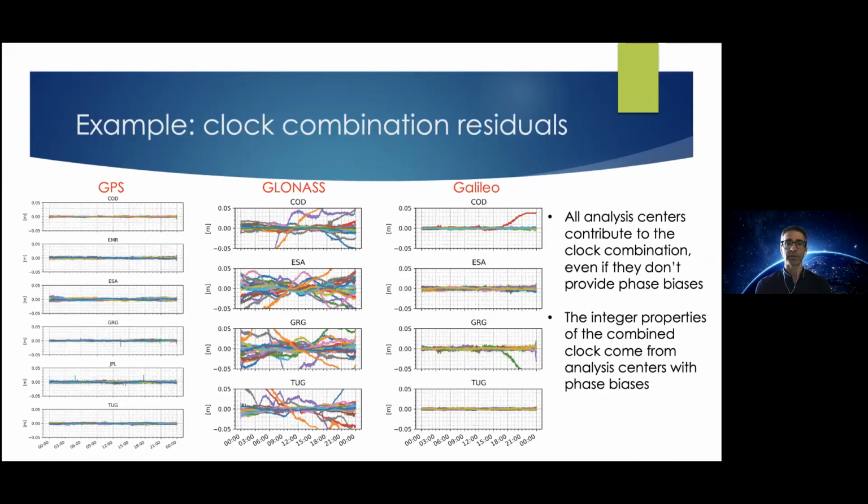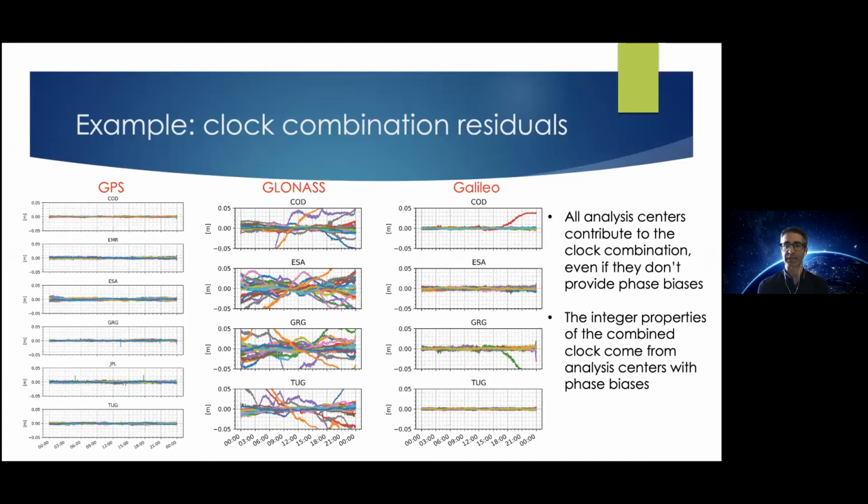If we move on to the clock combination residuals, we have the residuals for GPS on the left, GLONASS in the center, and Galileo on the right. And for GPS and Galileo, I've been combining here what I call integer clocks, and this is the clock corrections plus the ionosphere-free phase biases.